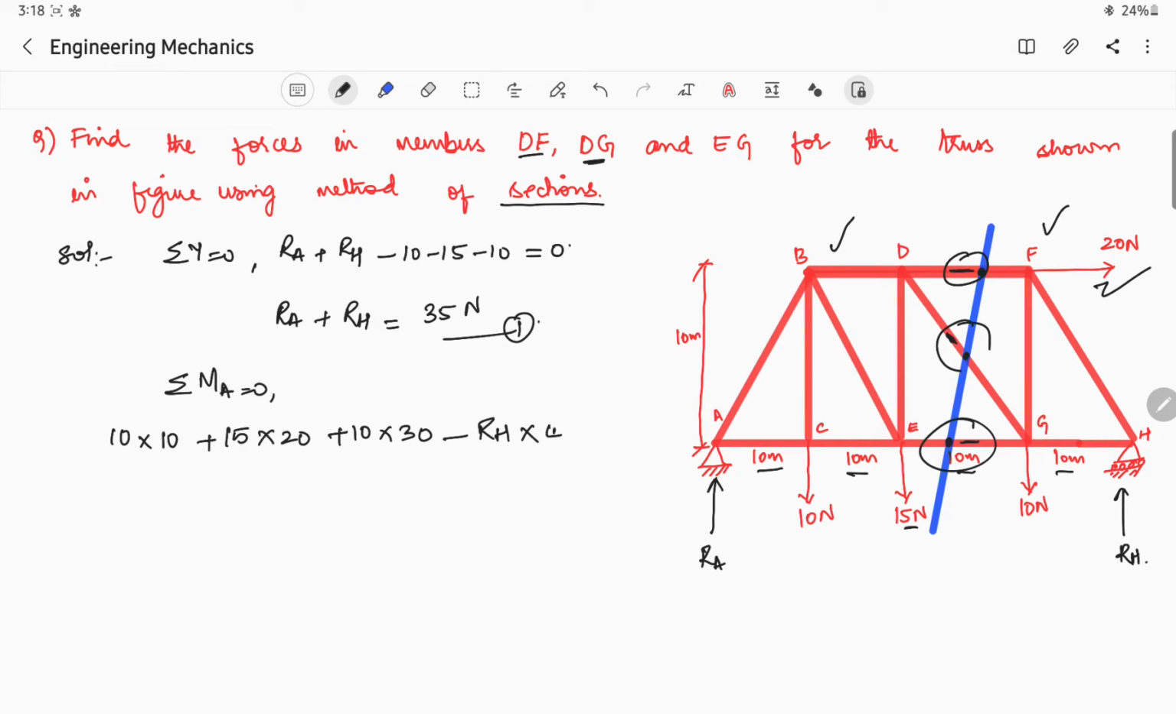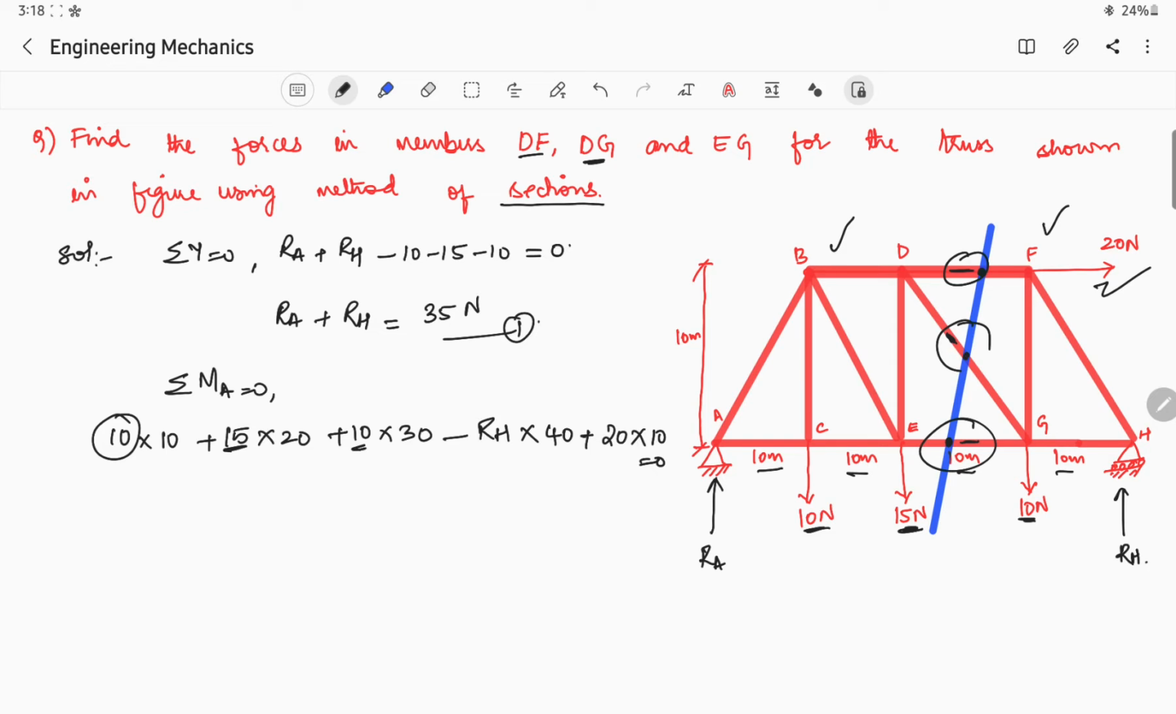So totally 40, right? Plus RH plus 20 into 10 equal to 0, right? This force 10 is this one, this 15 is this 15, and this 10 is this one. Force into perpendicular distance, force into perpendicular distance.